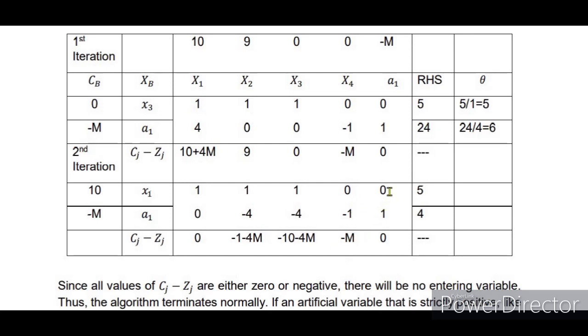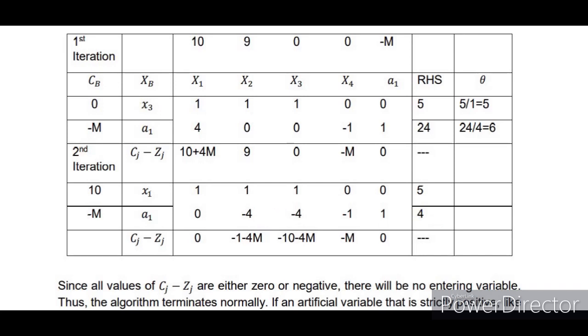Okay, for the column of a sub 1, 4 times 0 is 0. So the previous value is 1. So 1 minus 0 is 1. Okay, so next, 5 times 4 is 20. So the previous value is 24. So 24 minus 20 is 4.